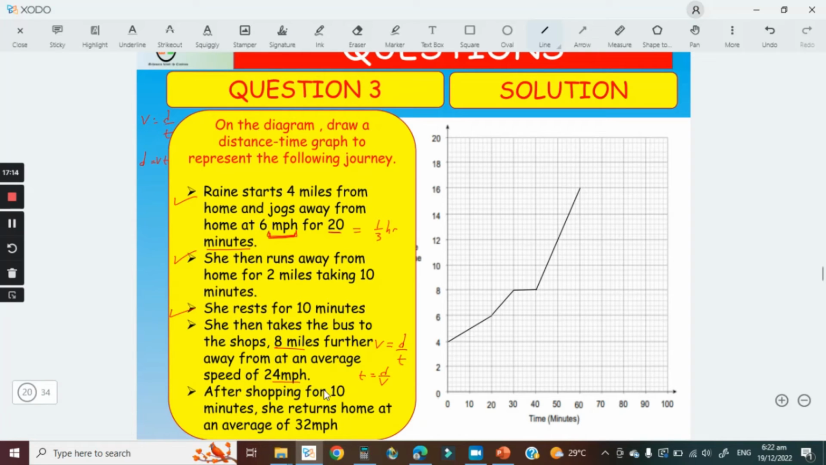Then now it says after shopping for 10 minutes, so remember when she's at the shop, right, she's not moving, right, she's just in the shop.